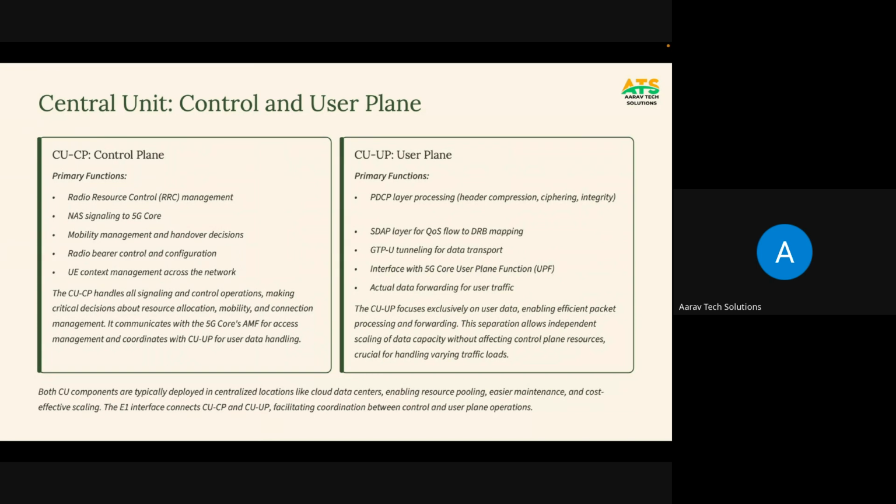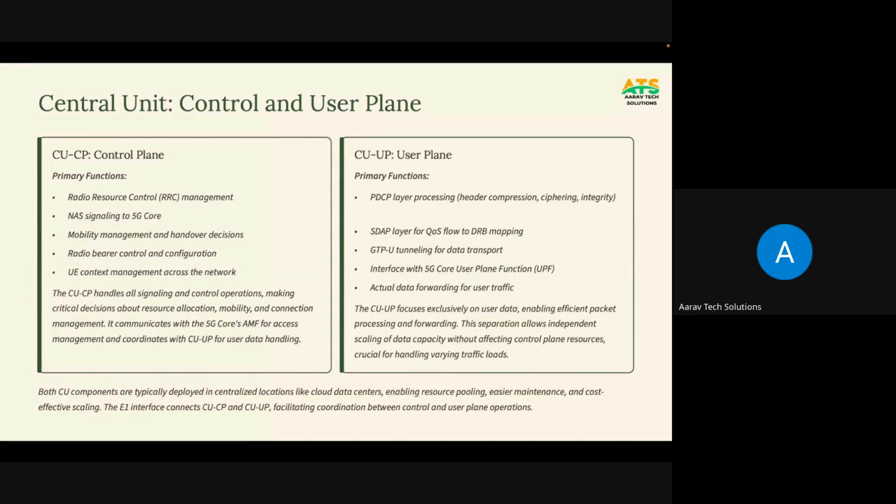First let's talk about the CU-CP, that is Central Unit Control Plane. This component handles all the signaling and control operations. The functions of this CU-CP component are radio resource control management, NAS signaling to core, and mobility management, meaning it is the one who takes the handover decisions. It also carries the radio bearer control, and lastly the UE context management. So broadly we can say that the CU-CP component handles all your signaling and control operations.